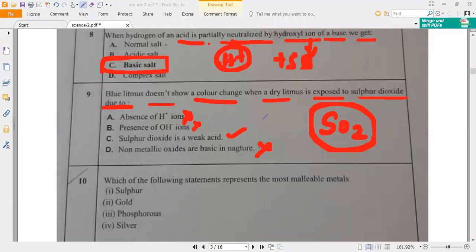And one more thing here, actually, the options are not perfectly matched. It is a dry litmus. Will dry litmus show any reaction? No reaction will take place, because litmus paper has no moisture, no dissociation. So blue litmus does not show a color change because sulfur dioxide is a weak acid. But basically, a dry litmus does not have any moisture, so it will never show any reaction. Do you understand?